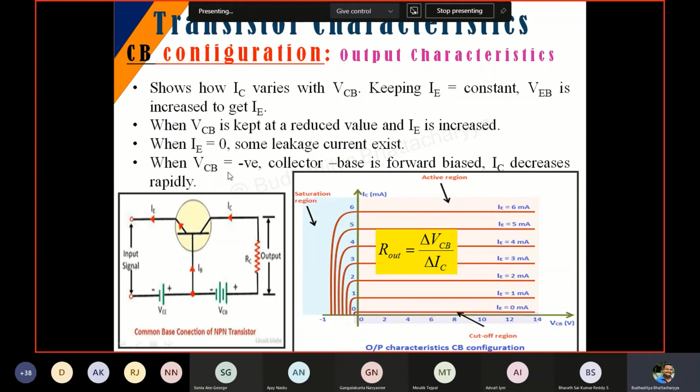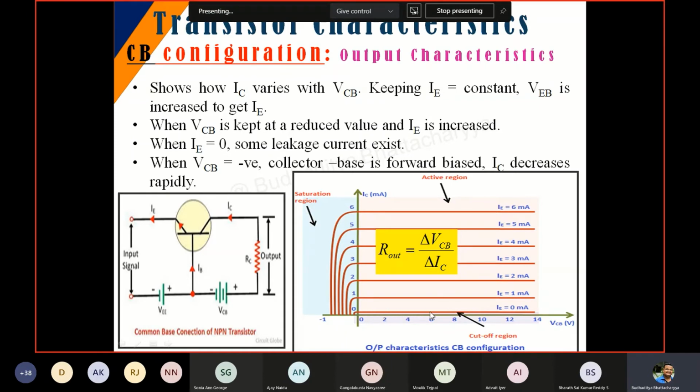You can observe the last point, when VCB is negative, the collector base is forward biased, and hence IC will substantially reduce. So naturally, if I want to operate near this saturation region, we won't be expecting a very good response because the collector current will come down. On the other hand, if I keep my transistor in this active region, how can I keep the transistor operating in an active region?